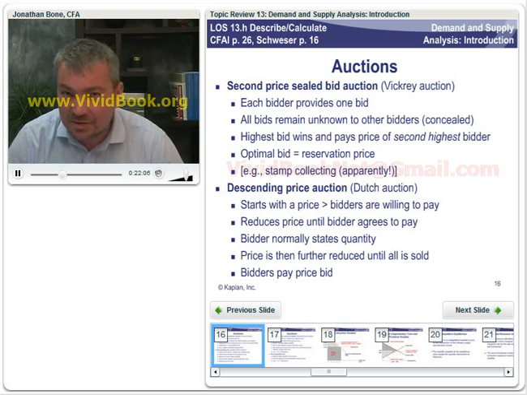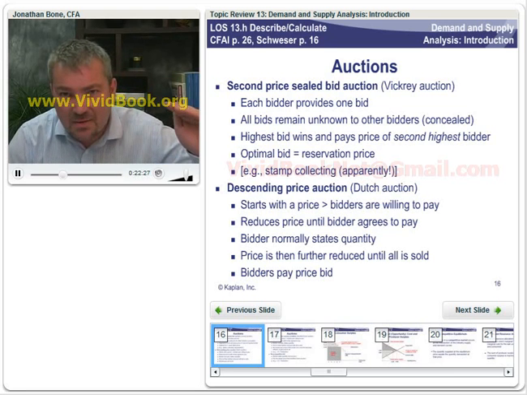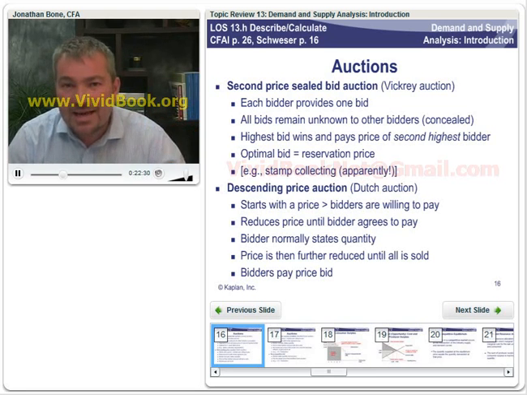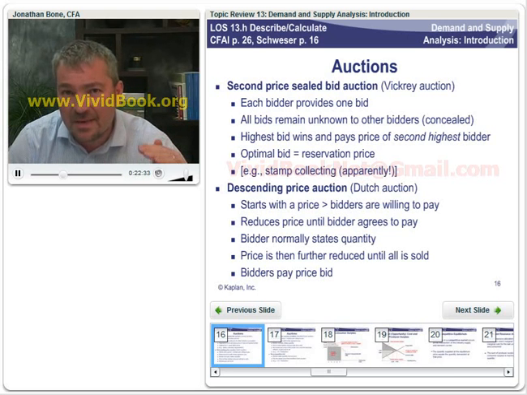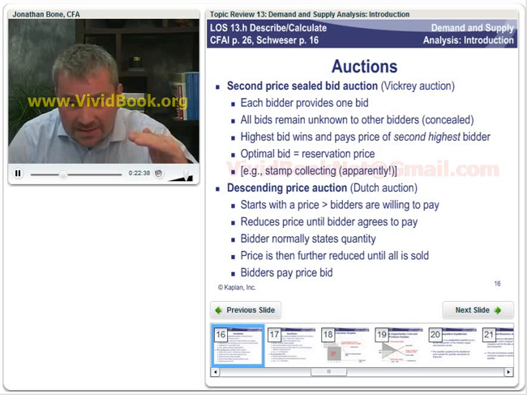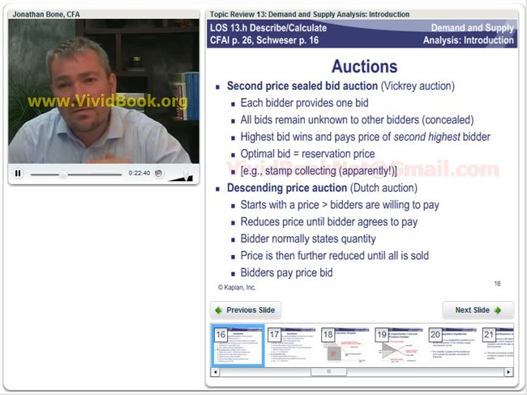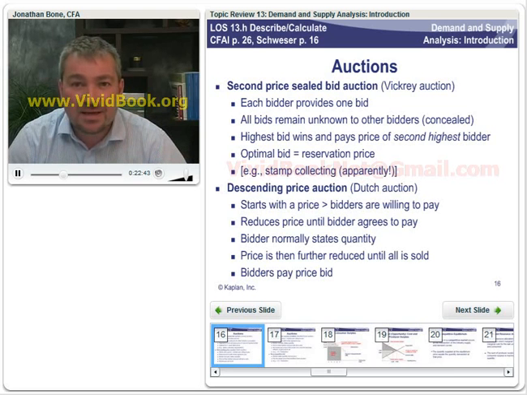Descending price auctions. Now, we see these in financial markets in particular, and we're going to talk a little bit more about them in just a second in terms of the bond markets. Notice here we start with a very high price in the auction, in fact a price higher than which bidders are willing to pay. So in other words, nobody bids. The price is then reduced down and down and down until we find someone willing to bid, and they state their quantity that they're willing to bid. And the price is then further reduced until all of the quantity of the item being sold is finally sold.